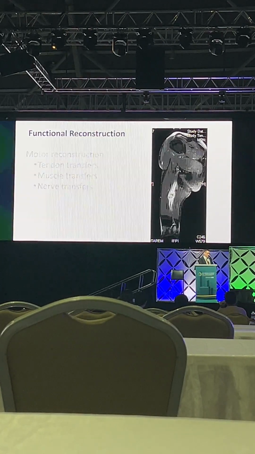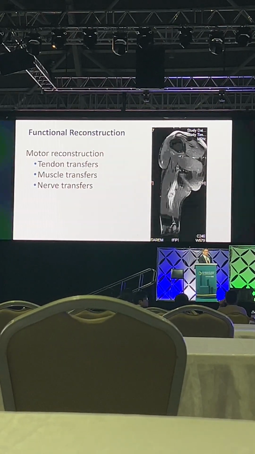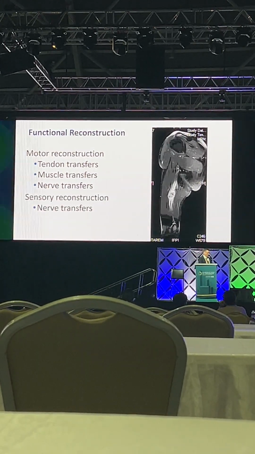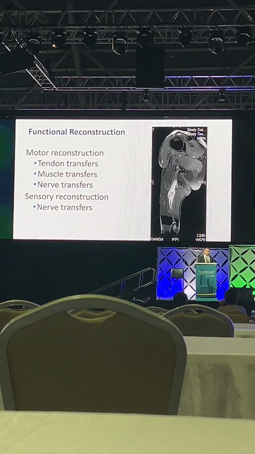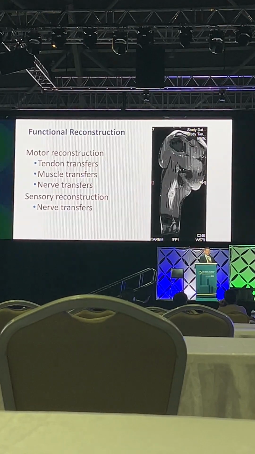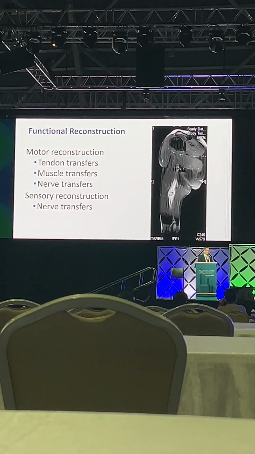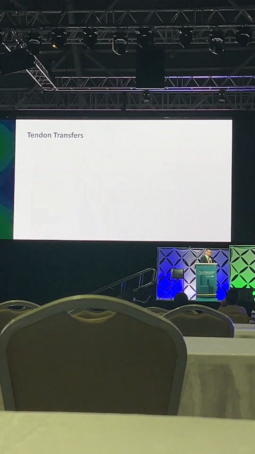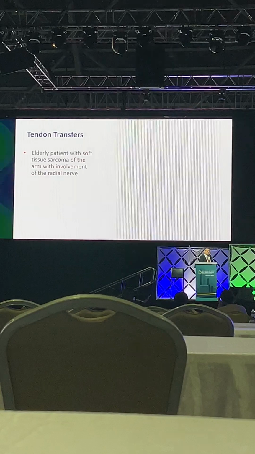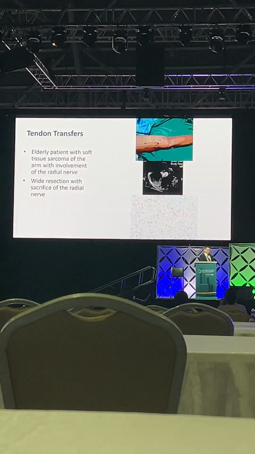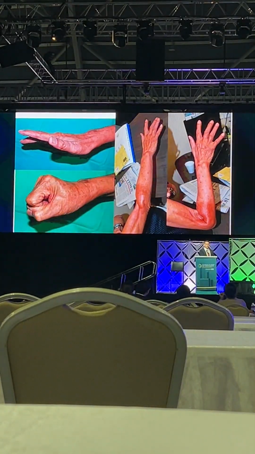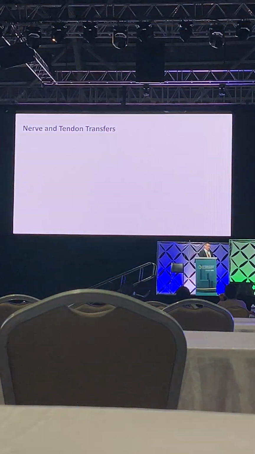Now next, functional reconstruction. It can be motor reconstruction in the form of tendon transfers, muscle transfers, nerve transfers. Then we don't talk about sensory reconstruction so much, even if you go for the brachial plexus symposia. But how do you restore sensation also? Because if your patient's a survivor, they need to feel something. So tendon transfer, just a case example. Straightforward soft tissue sarcoma with resection of the radial nerve. With tendon transfers, you get a good result.